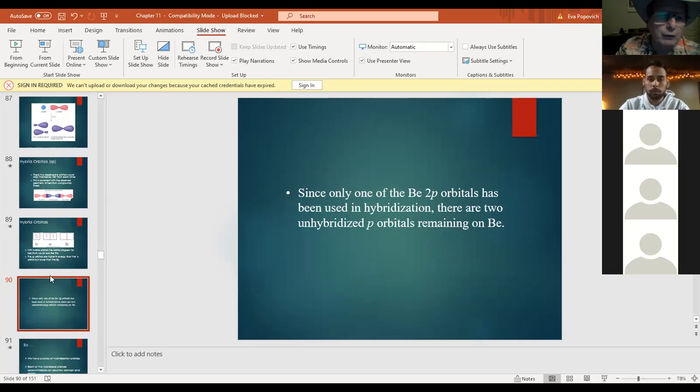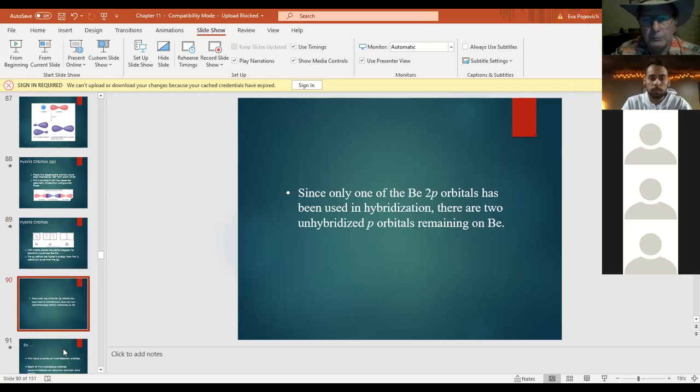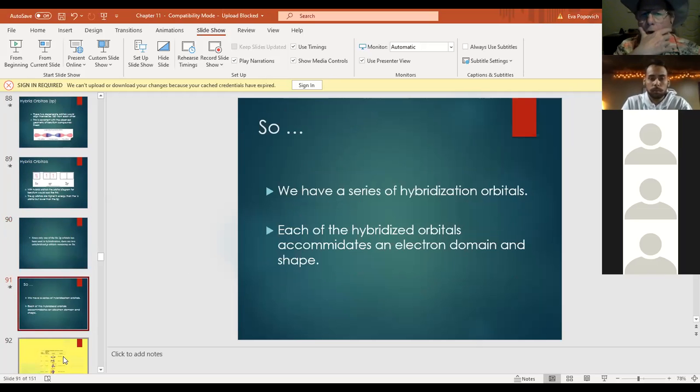The other thing you have to understand, I haven't used the other two p orbitals on the beryllium, have I? They still are out there. These two p orbitals are still out there. They're just not occupied. What's occupied are my two hybrid orbitals. So we have a series of hybridized orbitals. Each of the hybridized orbitals has an electronic domain and a shape.